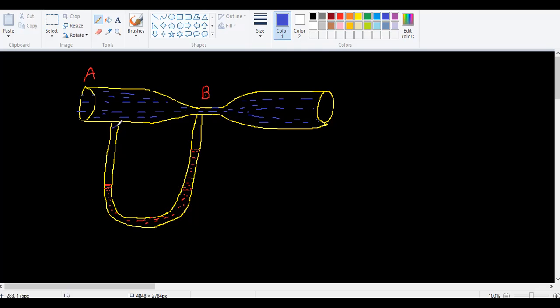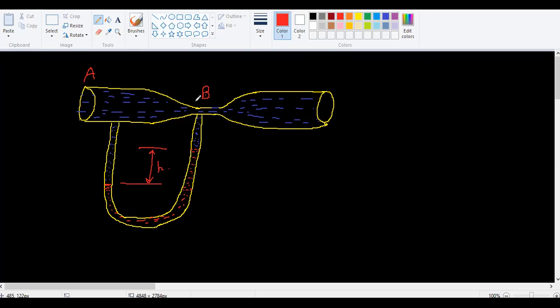You need to understand the reason why I'm showing two different colors: one is the liquid you are measuring, and the other is the manometer liquid, which is usually mercury. So the red one is the mercury. The blue one can be water, or some other liquid like petrol. This height is your H.